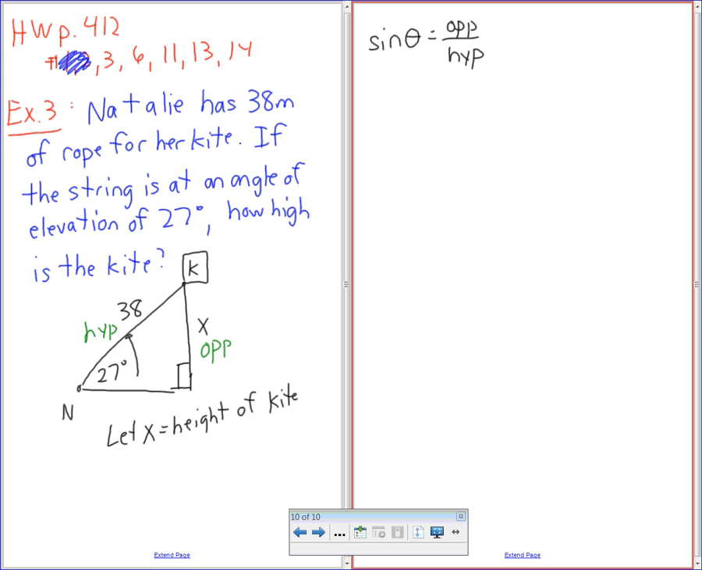Okay, moving on, what can I say? Bailey, can you slip the numbers in, please? Sorry, I kept you awake in class, Bailey. All right, Lexi, if I want to get x by itself, how do I do that? Multiply by 38, because that's x divided by 38. So I'm going to say 38 times sine 27.